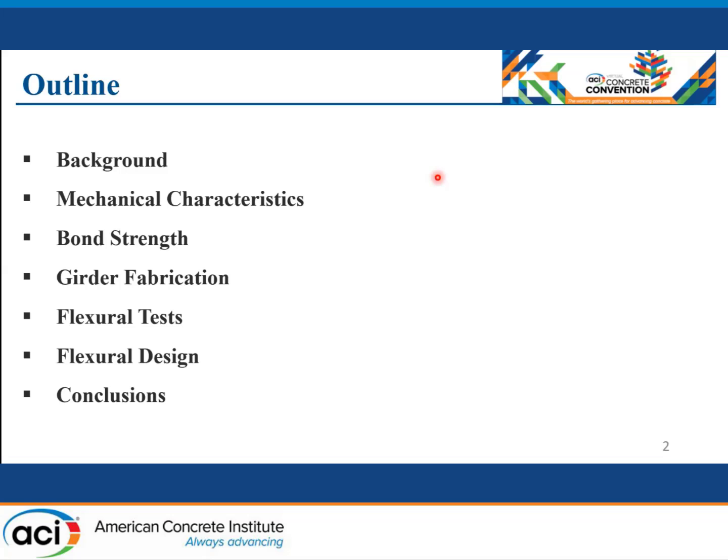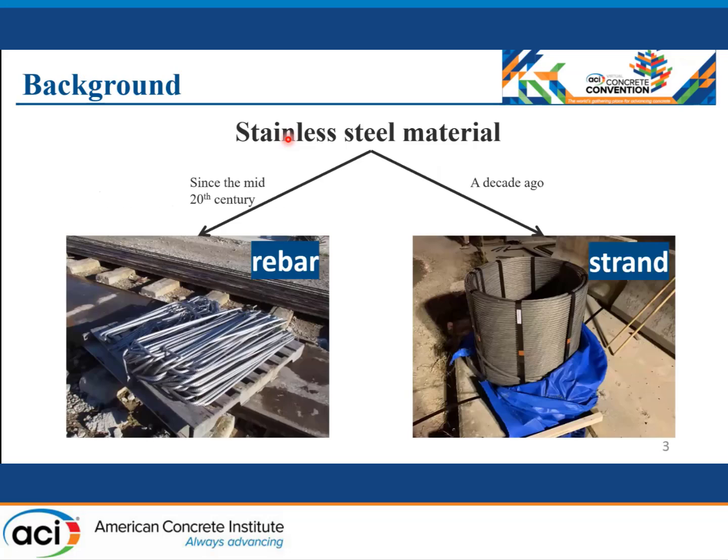Here is the outline of my presentation. I will give a brief background about stainless steel material, then talk about the mechanical characteristics and bond strength property of the stainless steel strands, talk about the girder fabrication, flexural test, and flexural design, and then I will finish with conclusions.